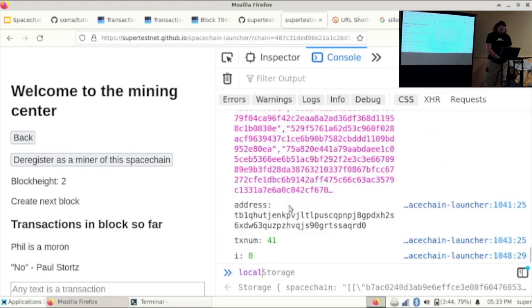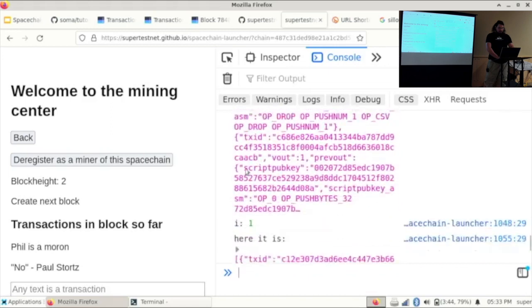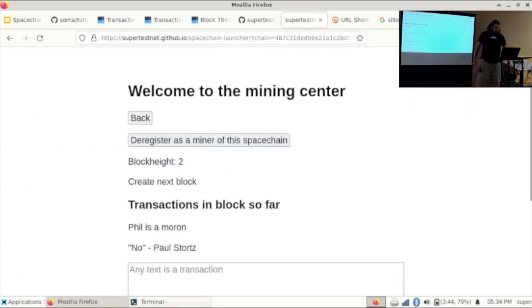But this is only storing it in local storage, so if I show you my console here, local storage, your space chain is like this thing, and local storage can only hold about 5 megabytes of data. I mean, these space chains are just a proof of concept. You can only have maybe 300 blocks or something, and then they'll die due to lack of storage space. But as a proof of concept, I think this is pretty cool.